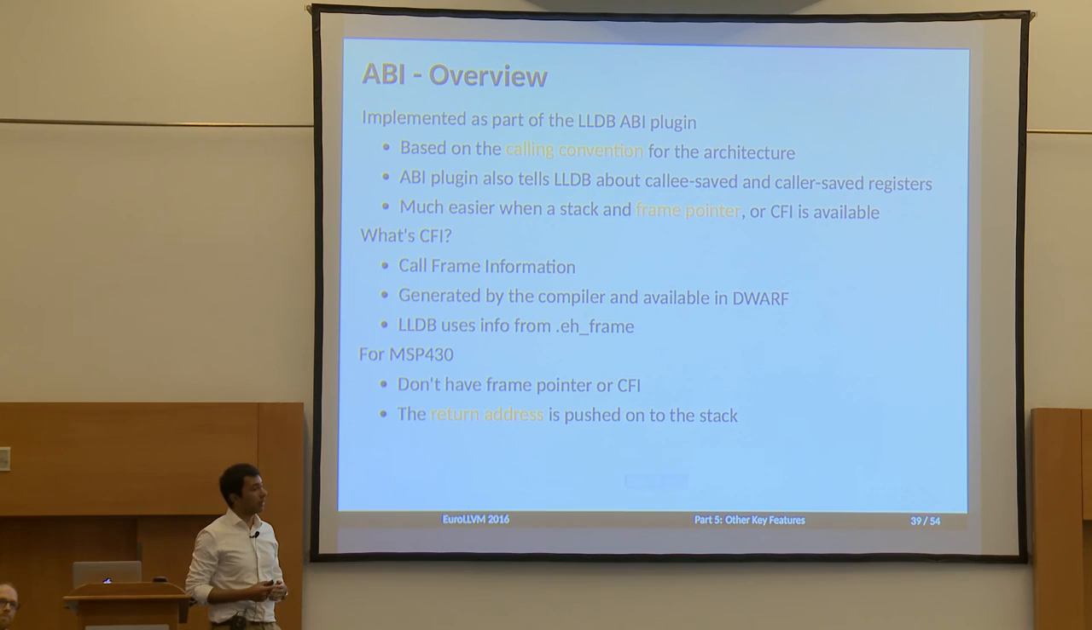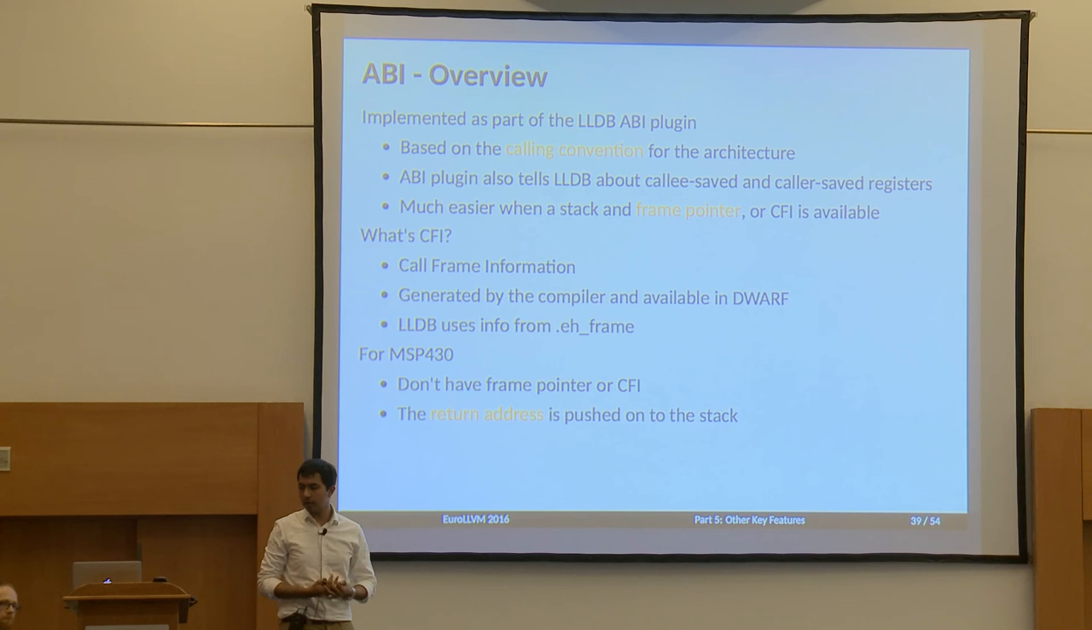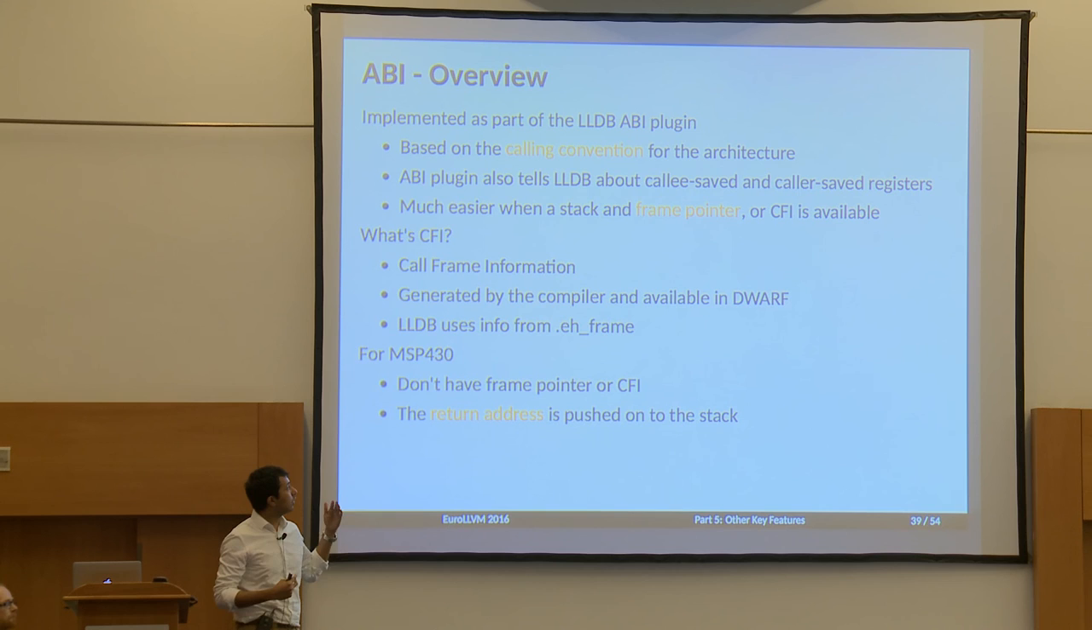So why do we need to implement the ABI plugin? Like I mentioned before, in LLDB everything is plugin based. For every architecture there is a separate ABI plugin, so we are trying to follow the same thing here for MSP430 as well. We need this if we want call stack unwinding to work, and it's also used in expression evaluation.